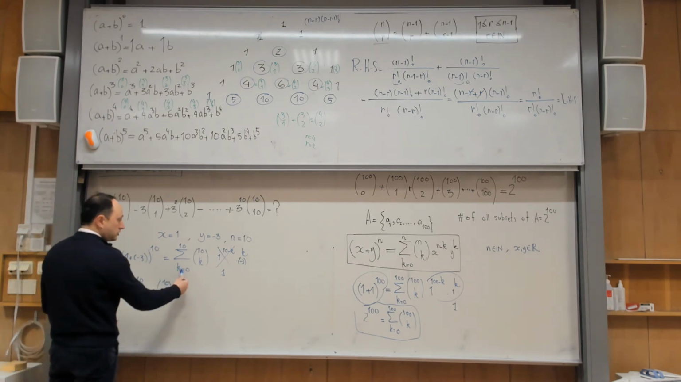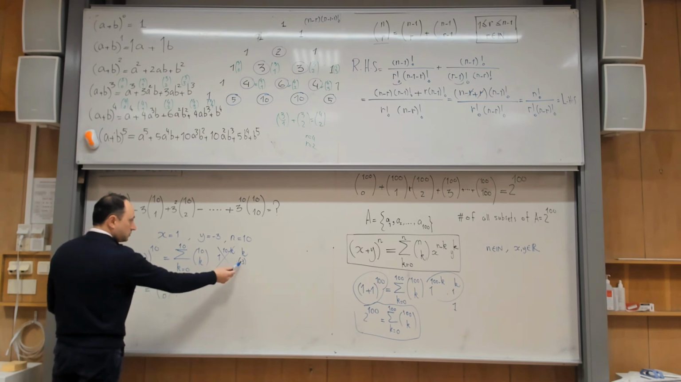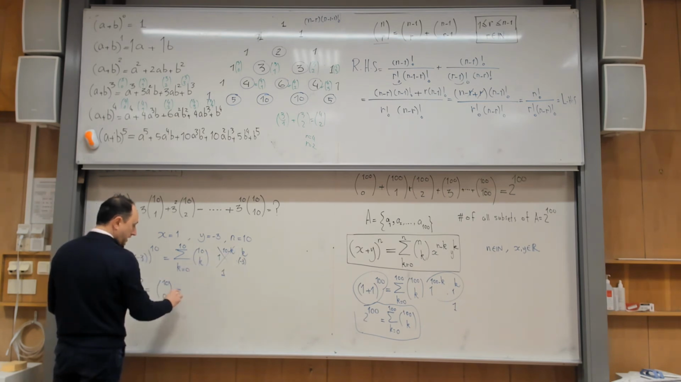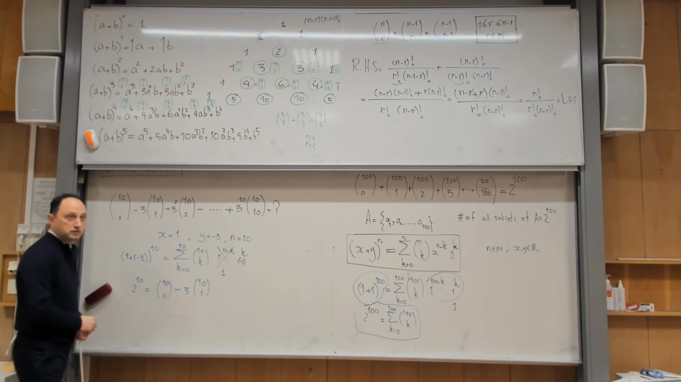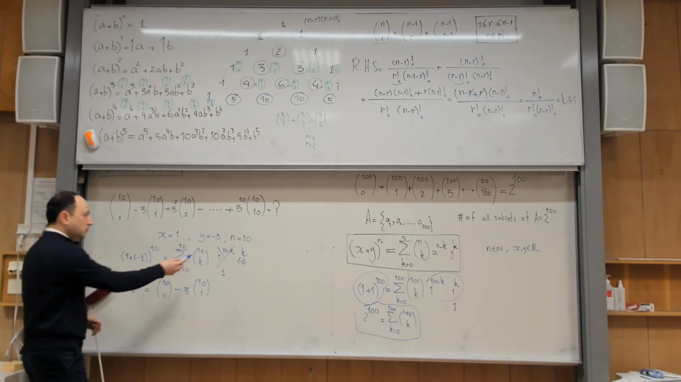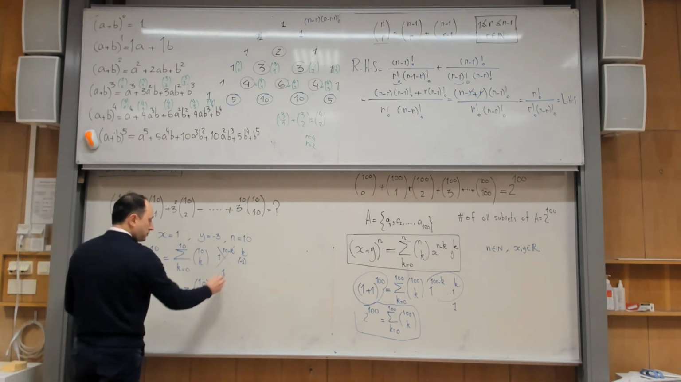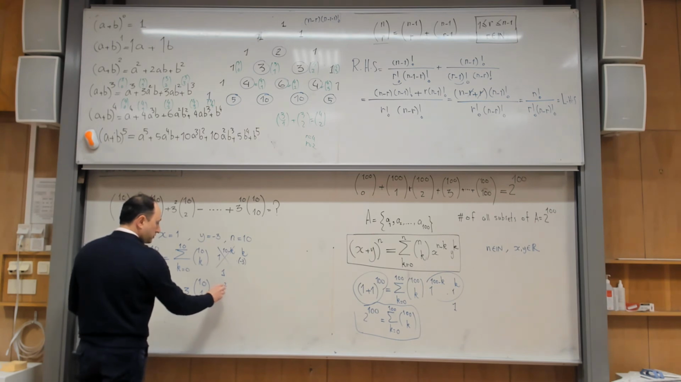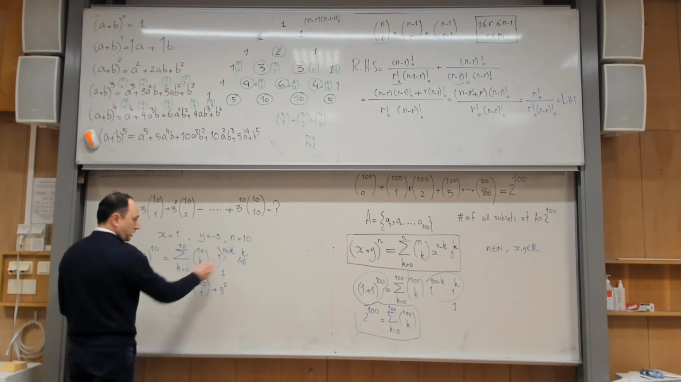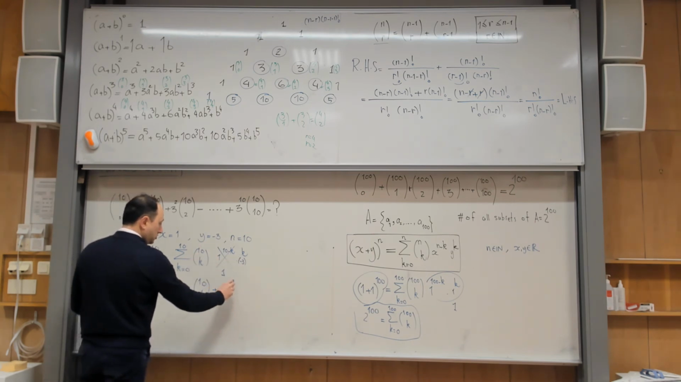I put k equals 1. This becomes negative 3 to power 1, so it becomes negative 3 to power 1, 10 choose 1. And if I put k equals 2, it becomes positive 3 to the power of 2 because 2 is even. Cancel that minus sign. And then it becomes 10 choose 2.